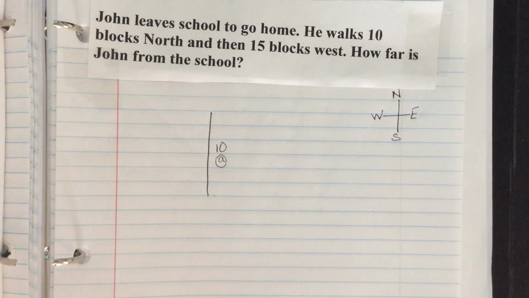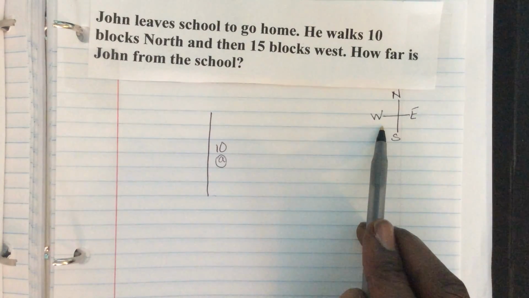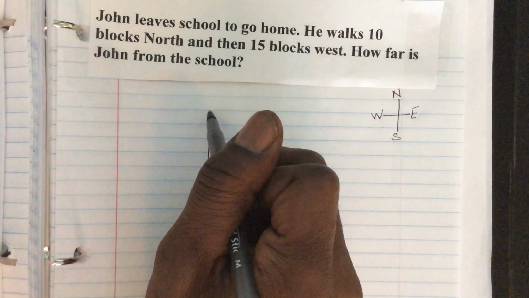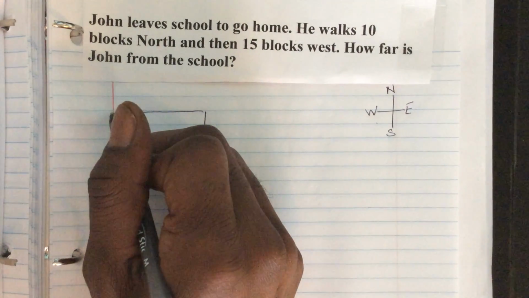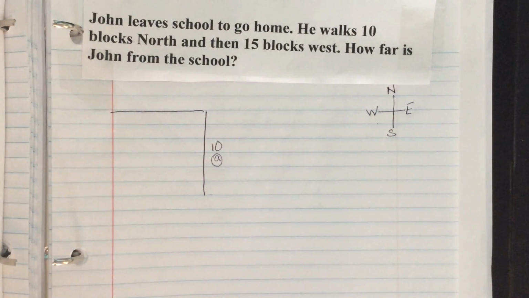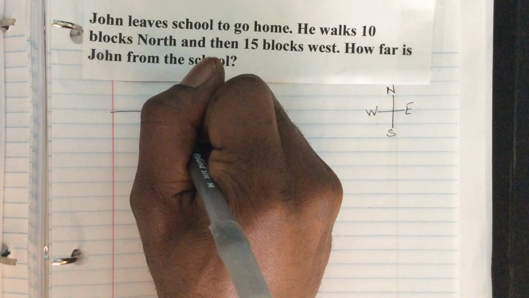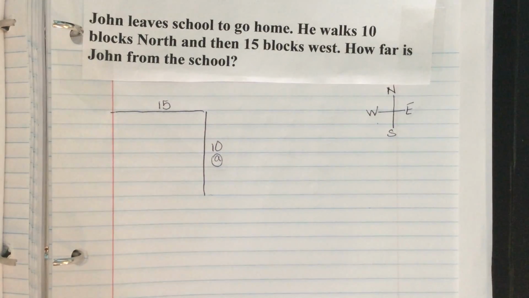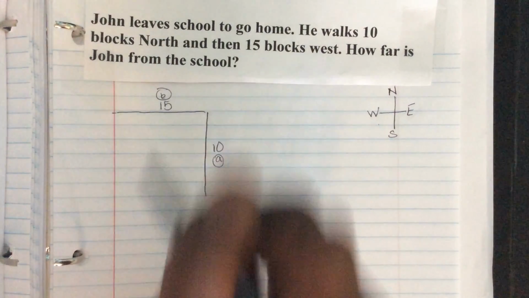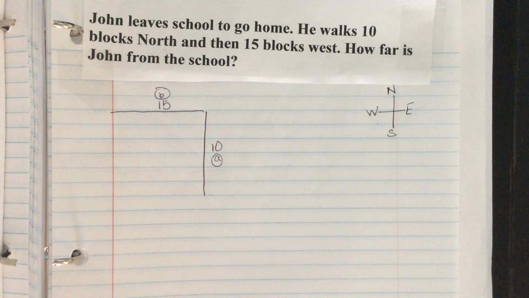And then he walks 15 blocks west, which I know is going to the left. And I will label that 15, which is my B for my second leg. And it says, how far is John from the school?